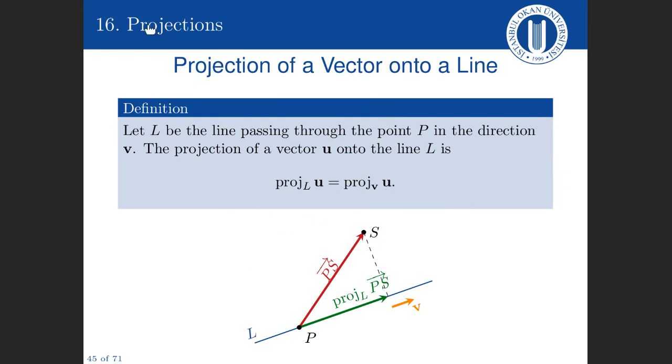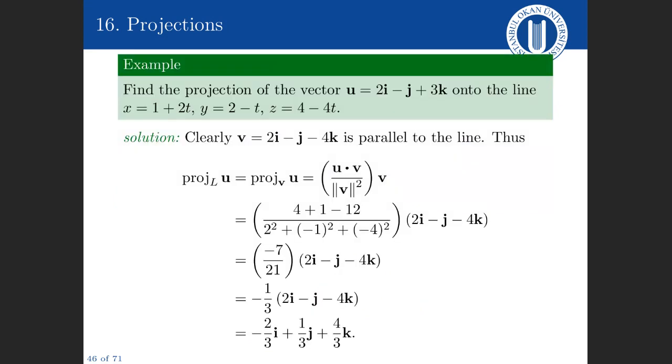And of course we can say the projection of a vector u onto the line L is the same as the projection of u onto a vector v which is parallel to the line. We already have a formula for the projection of a vector onto a vector. We use the same formula for the projection of a vector onto a line. For example, find the projection of the vector u onto this line. The projection of u onto the line is the same as the projection of u onto a vector v, which is parallel to the line.